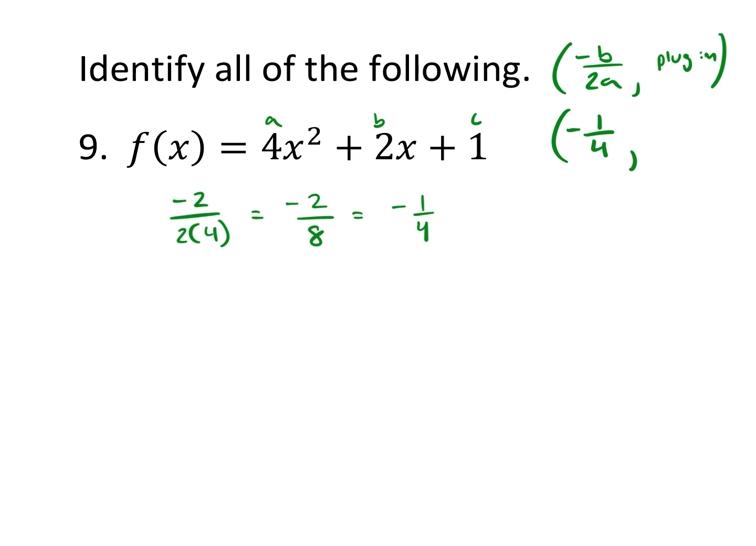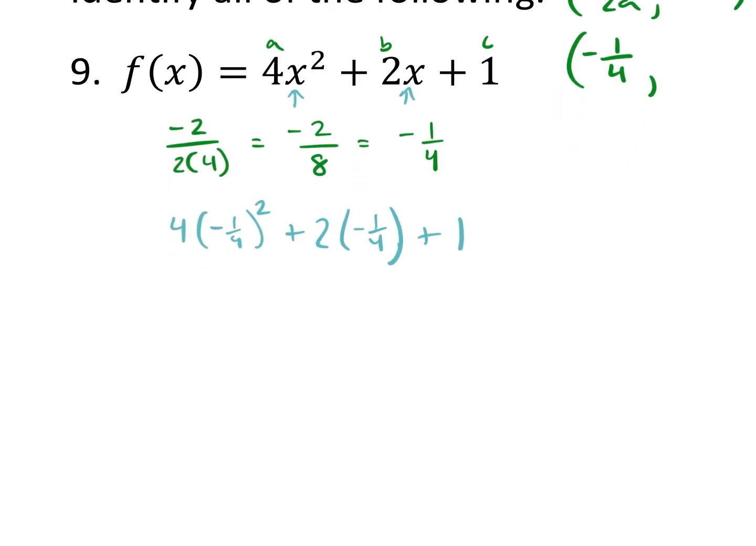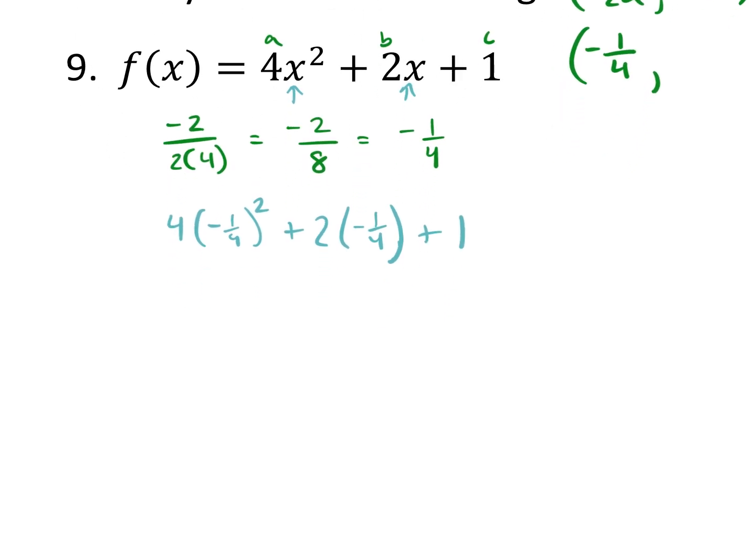How do we find the y? Awesome, we're going to plug in the x. We're plugging it into our x values here. So we have 4 times -1/4 squared plus 2 times -1/4 plus 1. Just be careful with the math. A lot of people made mistakes on finding the y value on the quiz. So -1/4 squared would be 1 over 16 times 4. This would simplify to 1/4.